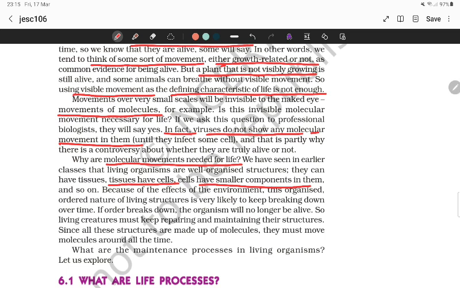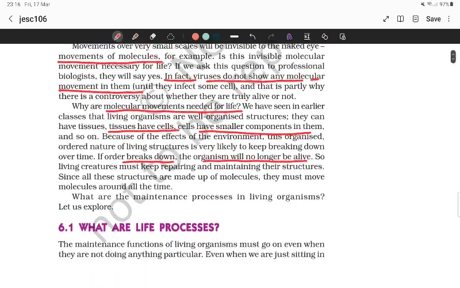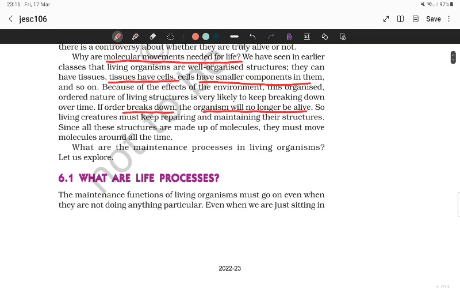If the order breaks down, the organisms will no longer be alive. So there is an order to be followed, a hierarchy to be followed, and this hierarchy definitely tells us whether the organism is actually living or non-living. Now let us understand what are the various life processes that we have to understand.